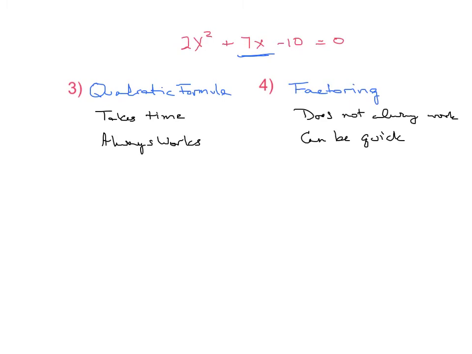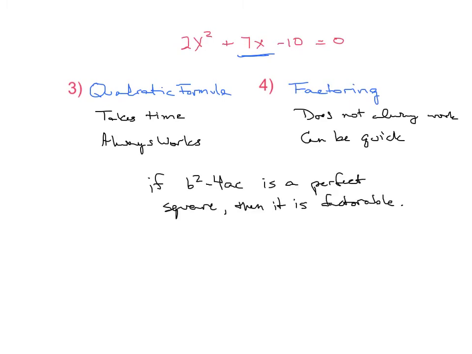Well, here's the official answer. If the discriminant, that is b squared minus 4ac, is a perfect square, then the equation is factorable. So we want to be able to take a look at the discriminant yet again. So the discriminant tells us a lot. We've already learned that it tells us whether or not it has a solution. 1 solution, 2 solutions, or no solutions. Well, in this case, it's also going to tell us whether or not we can factor.